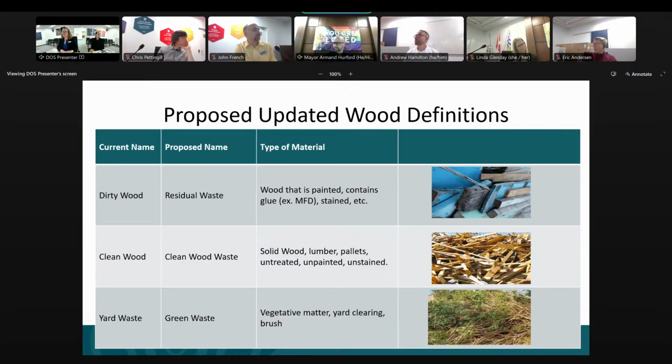Great. Thanks, Mayor. Thank you. Councillor Hamilton, and then I'll come back to you, Councillor Anderson. Wood is such a hot topic. More questions on wood. In the clean wood, is cedar wood included in clean wood, or does cedar need to go into residual waste?